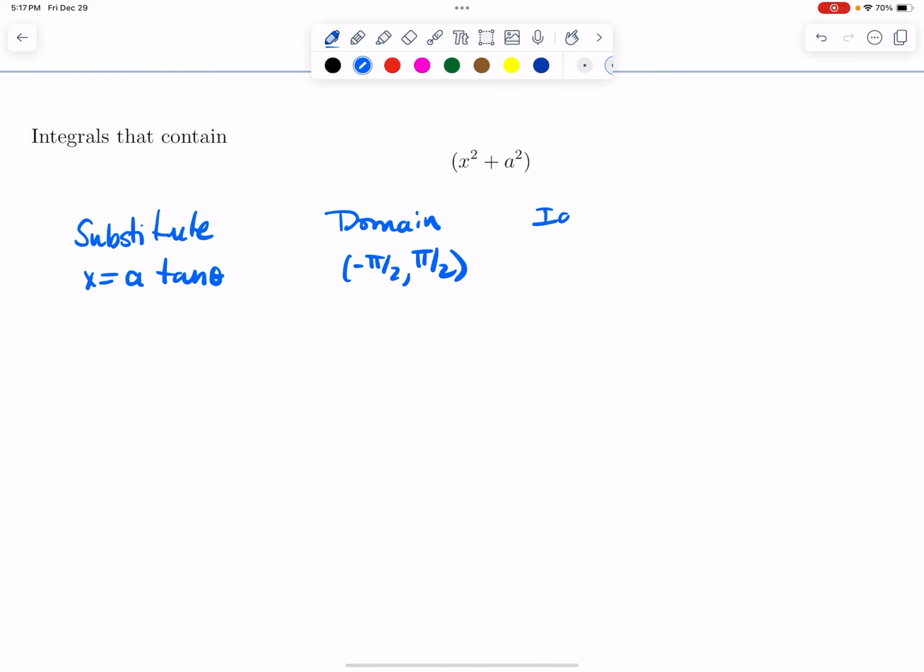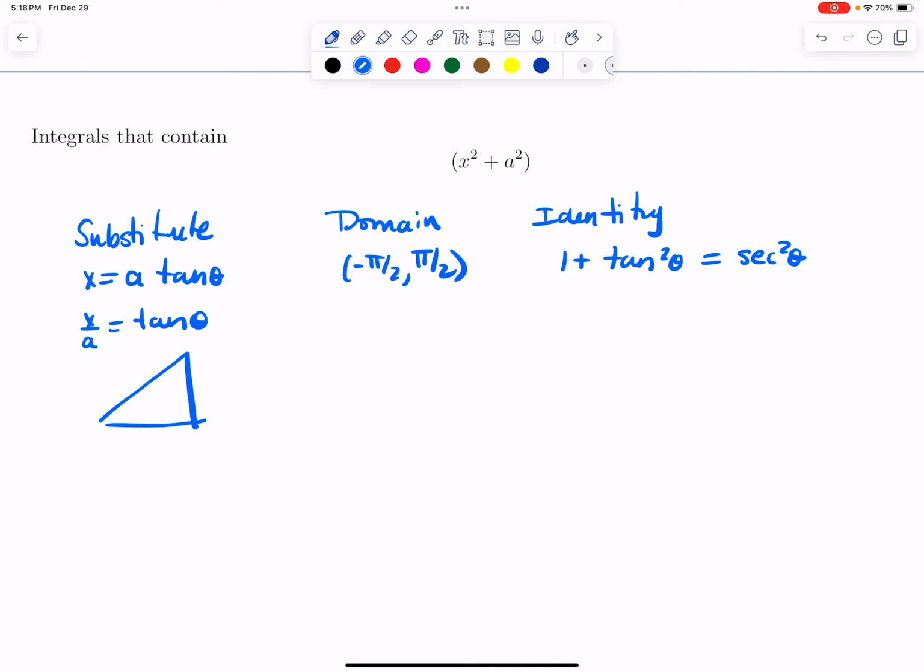And the identity that we will likely use in this case is the Pythagorean identity of this form. 1 plus tangent squared theta is equal to secant squared theta. Now note that this creates this relationship, which generates this triangle, which means this side is x squared plus a squared square rooted. And dx is equal to a secant squared theta d theta.